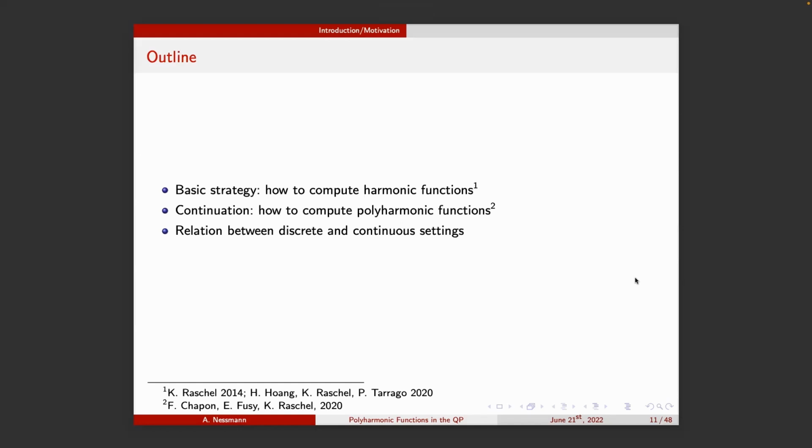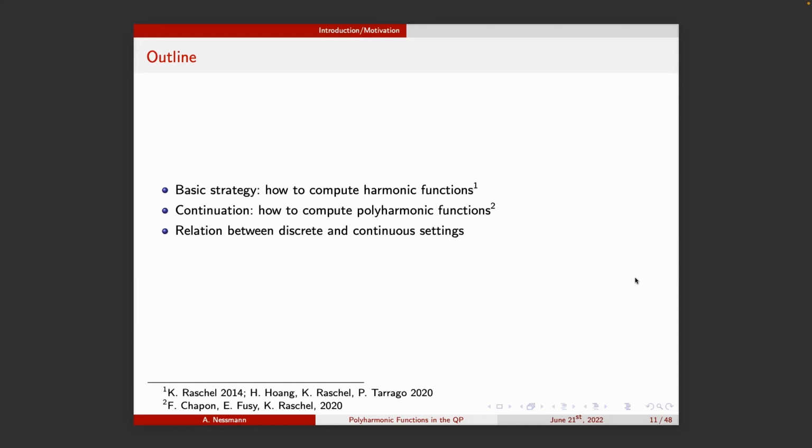What I'm going to talk about here is, first of all, how to compute harmonic functions. This is already known, but we will want to extend that strategy to polyharmonic functions, so I'll give a brief overview of what happens here. Then I will talk about how one goes about constructing polyharmonic functions. And in the end, we'll talk a bit about the relation between the continuous and discrete cases and how one can transition from discrete polyharmonic functions to continuous ones.